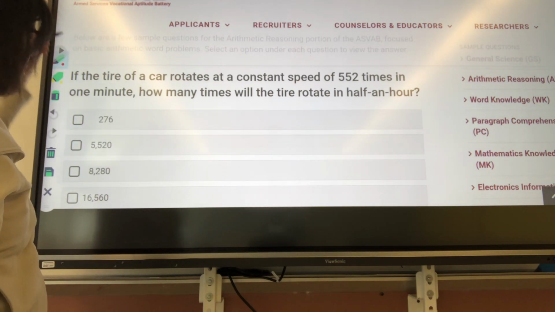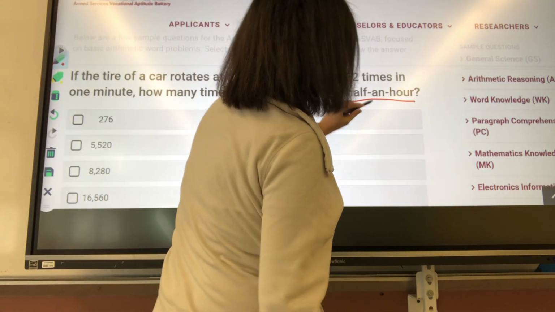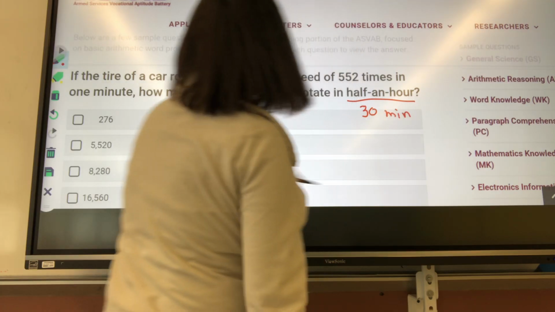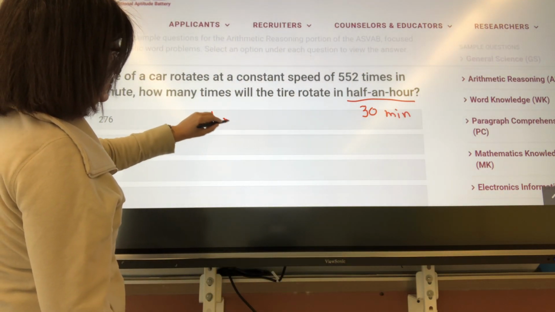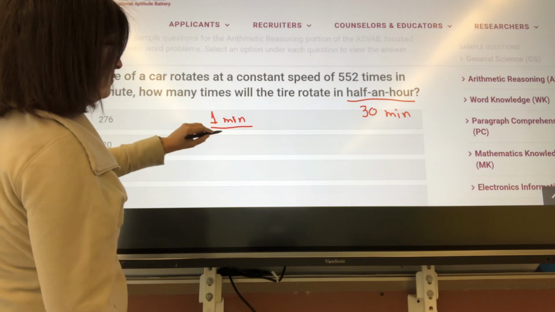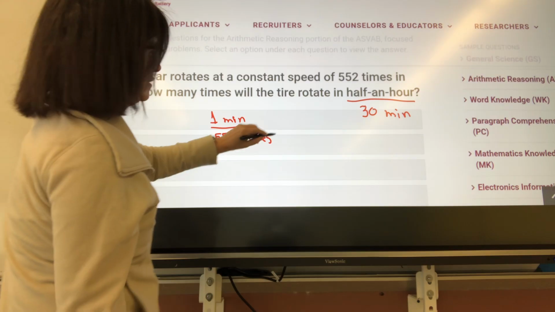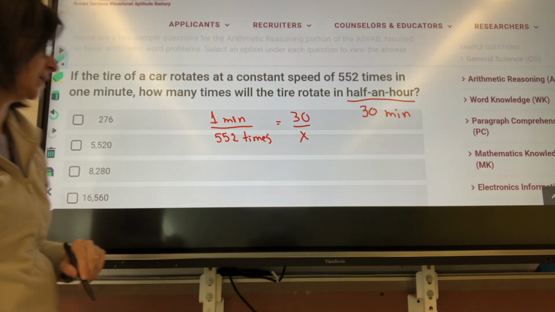Just keep in mind that we need to have the same unit, so half an hour means I have to write in terms of minutes, so this is 30 minutes. So I know that in 1 minute, it rotates 552 times, which means in 30 minutes, it's going to rotate X times.